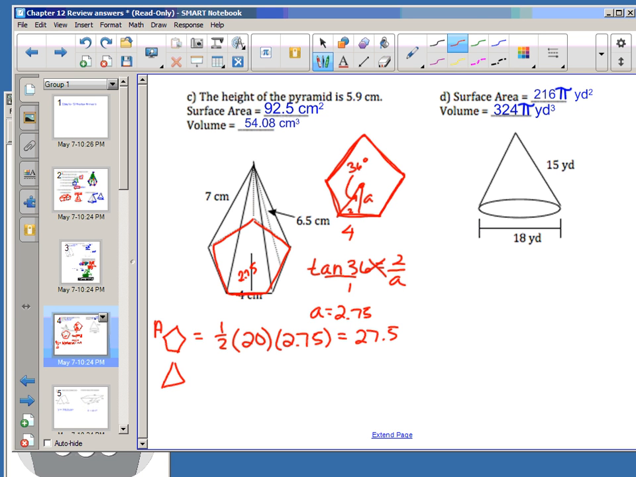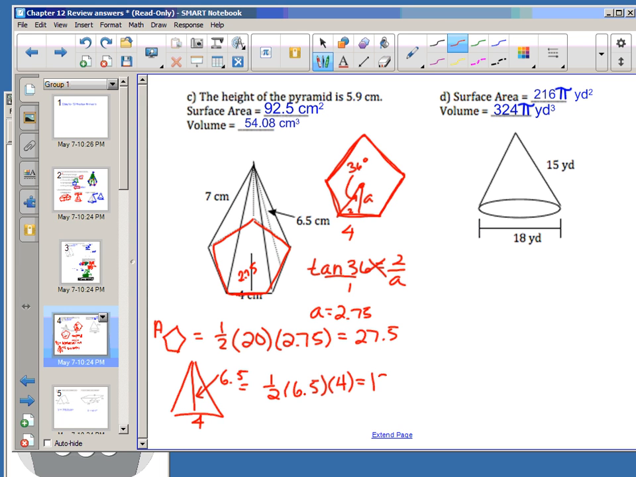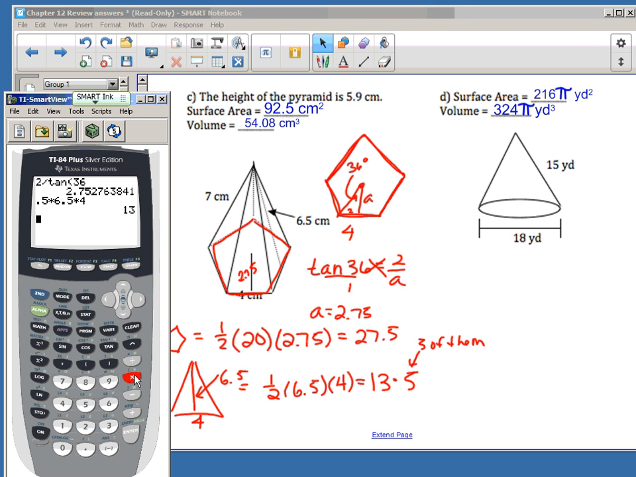And then I have 5 triangles. Okay. Each one of the triangles has a height of 6.5. Maybe I'll draw that a little bigger. Each one of the triangles has a height of 6.5 and a base of 4. So the area of those is going to be 1/2 times 6.5 times 4, which gives you 13. And I have 5 triangles. So when I do 13 times 5, I get 65.